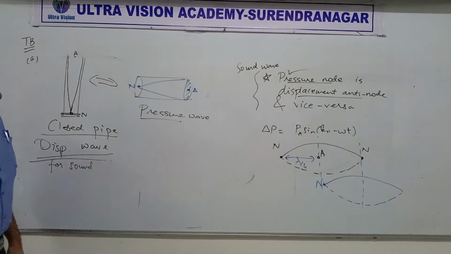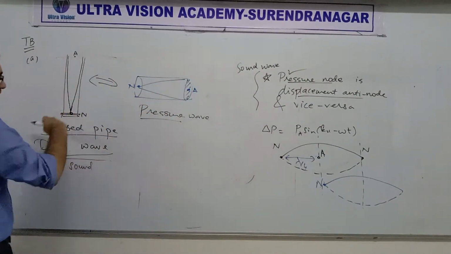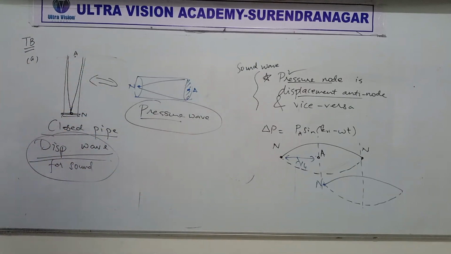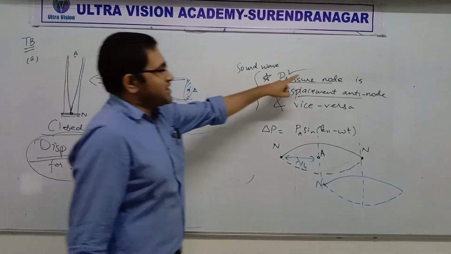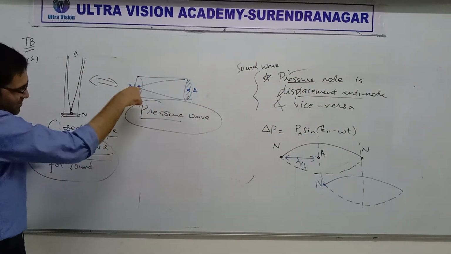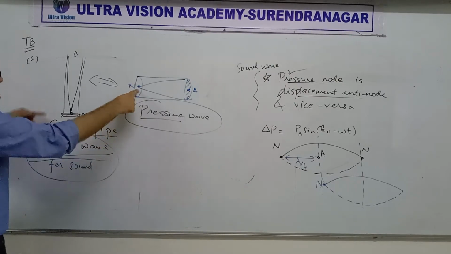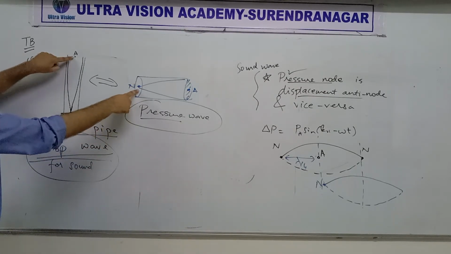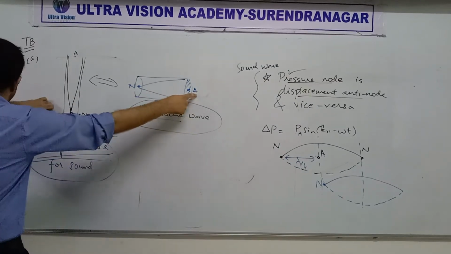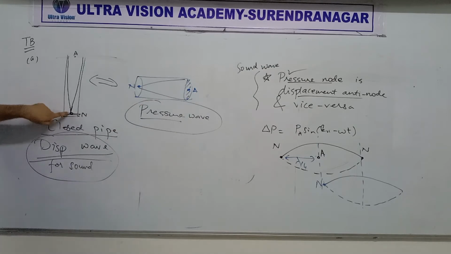Correct or not? So now read this sentence and look at these diagrams and with these explanations. Everything falls in its place? Everything okay or not okay? Did you understand both the diagrams? Pressure node is displacement antinode. So where there is a pressure node, at open end there is displacement antinode, and where there is a pressure antinode at the closed end there is a displacement node.